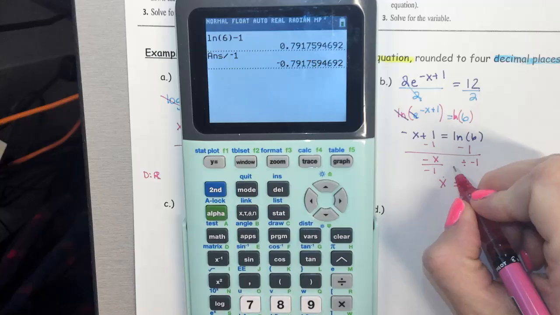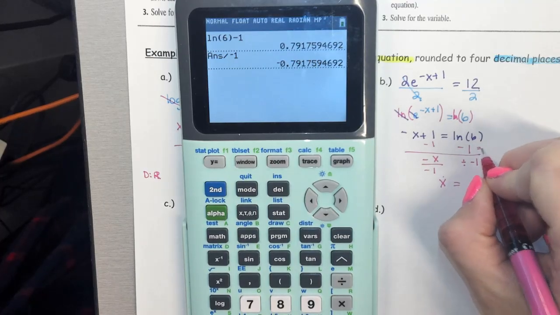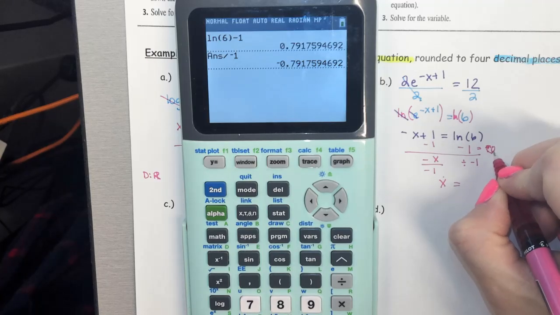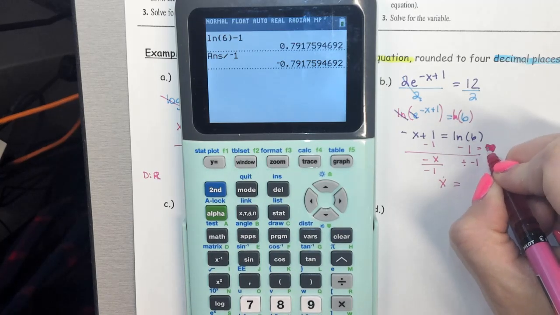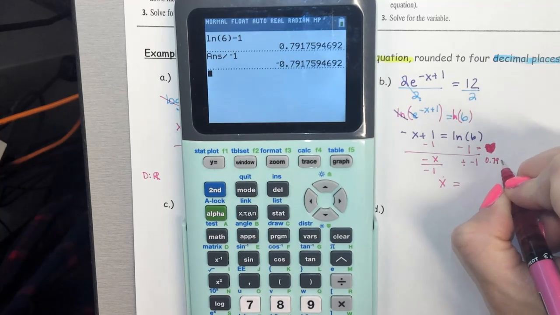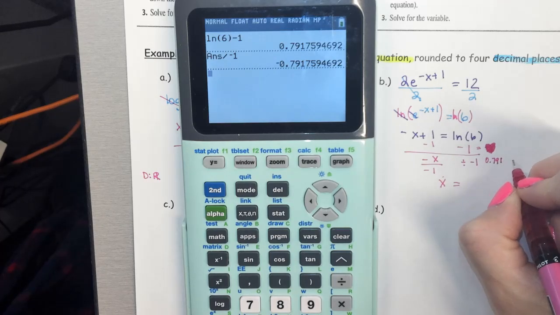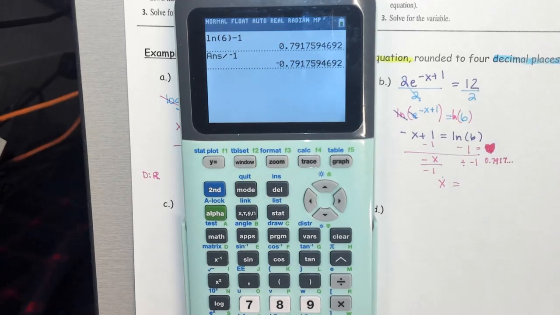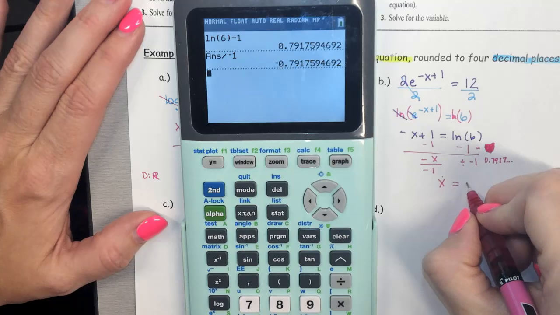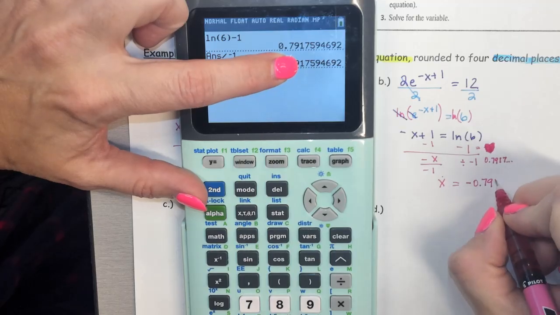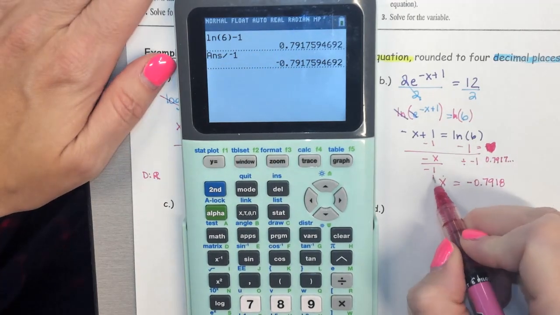Okay, and if you want, you can also just write out what that's going to be. So 0.79. Okay, so then when you round, negative 0.79, and then the 5 is going to round that up to an 8. Okay, so this is going to be your final answer.